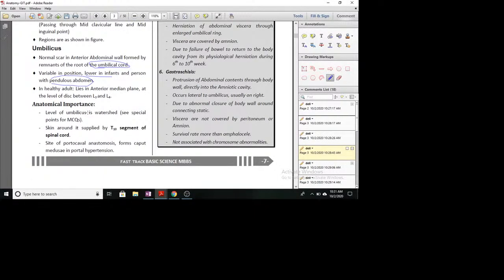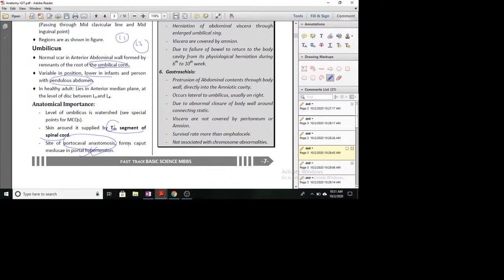Anatomically important: the level of the umbilicus is a watershed. The skin around it is supplied by the T10 segment of the spinal cord. So we have L1 the transpyloric plane, L5 the transtubercular plane, and the T10 segment of the spinal cord which supplies the umbilicus. It is the site of portocaval anastomosis, which forms caput medusae in portal hypertension.